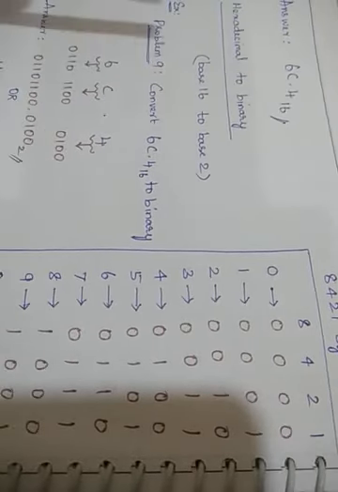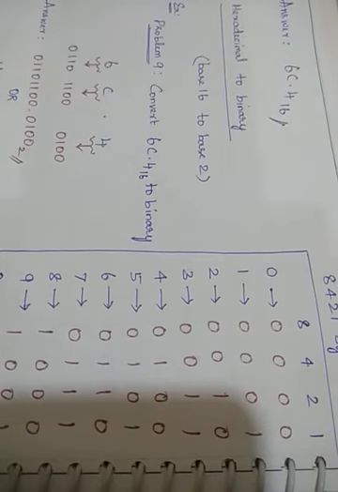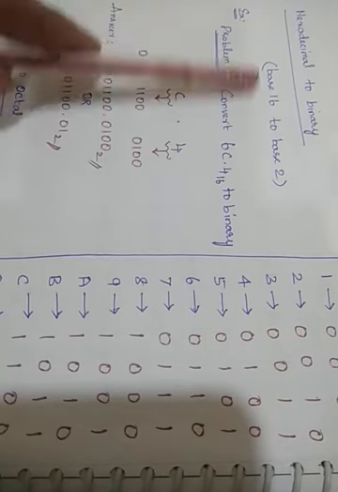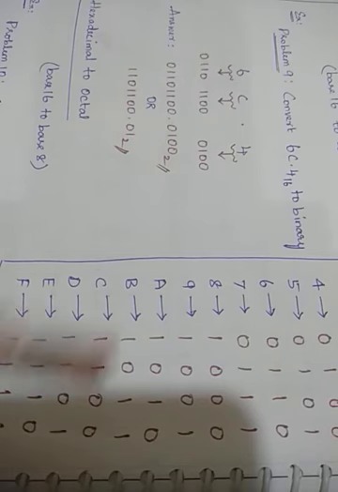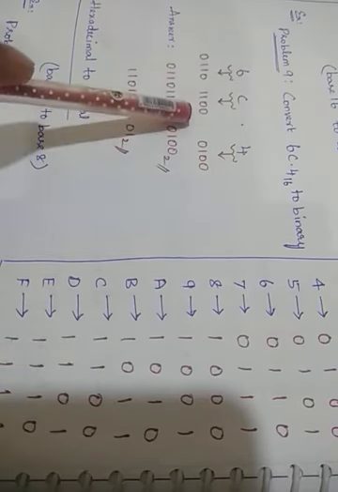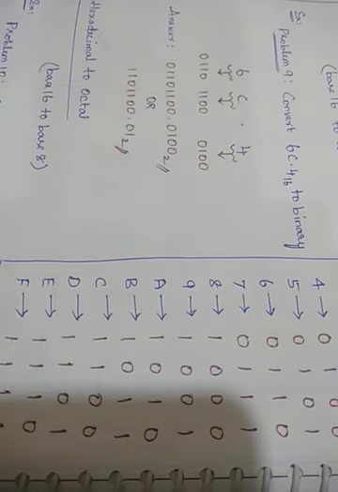And then the last one is hexadecimal to binary. That is base 16 to base 2. And this method we know already. From this truth table, we can convert it easily. 6 means 0110 like that. C means 1100 like that. From this truth table, you can directly convert it.